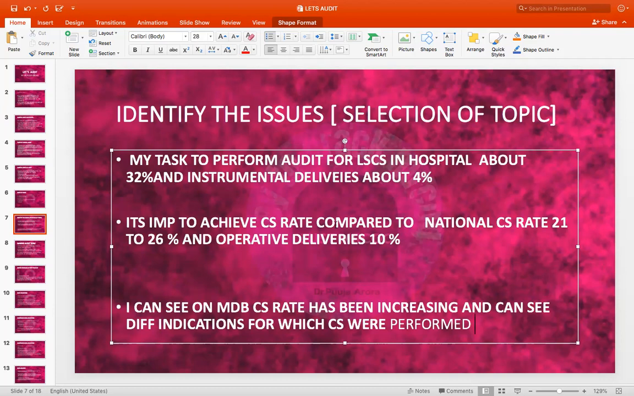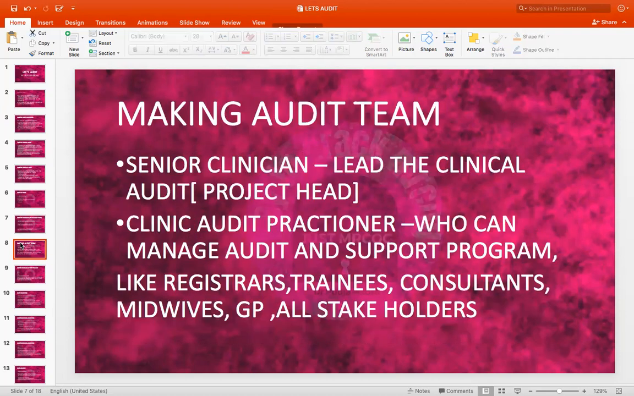That issue is already being provided, like this. Then you have to say this much line whenever you talk about the very first step. You cannot jump directly to the second step. Now, the second step is making an audit team. This is going to be universal for every task of audit.